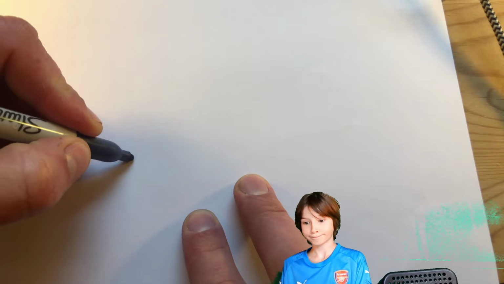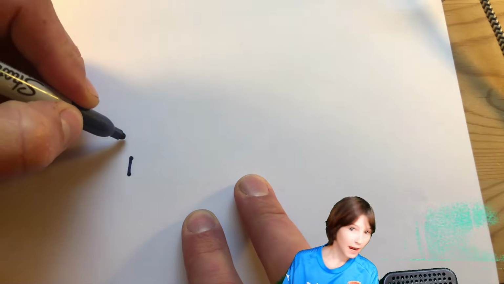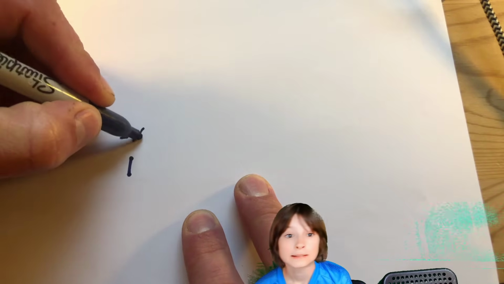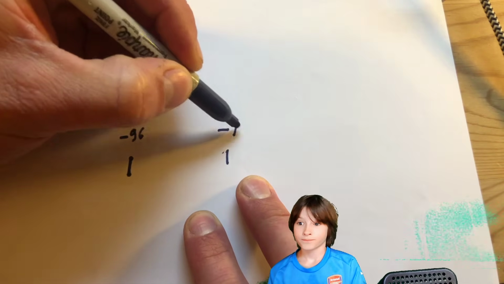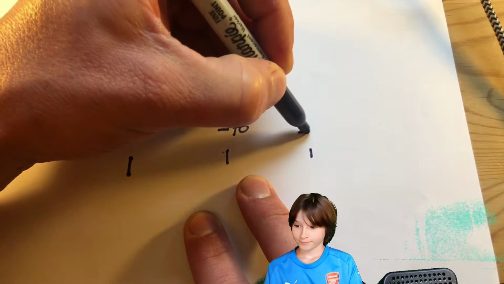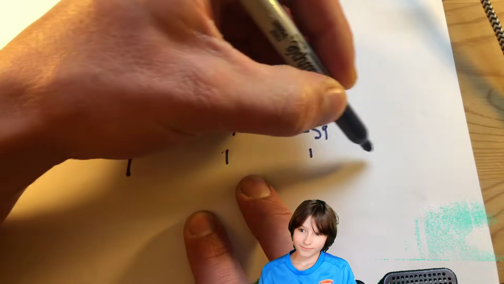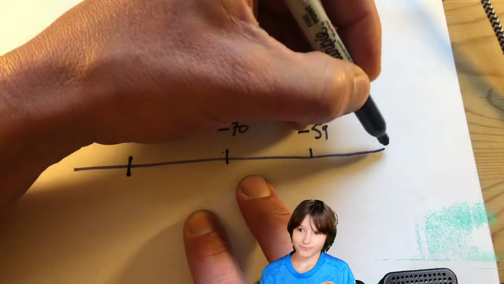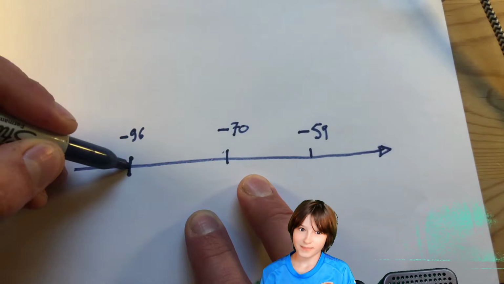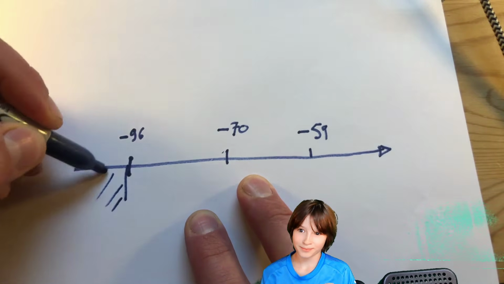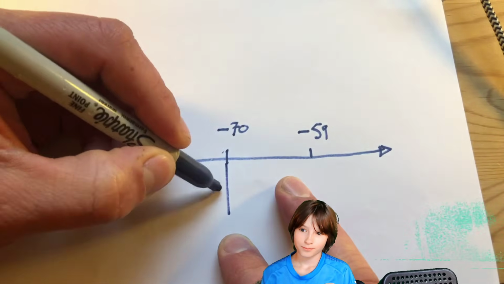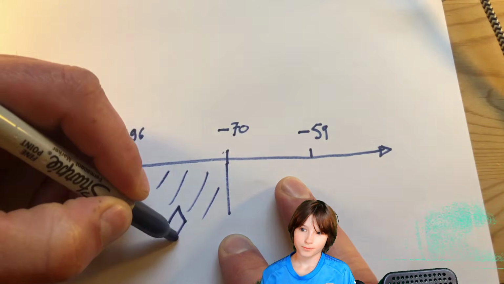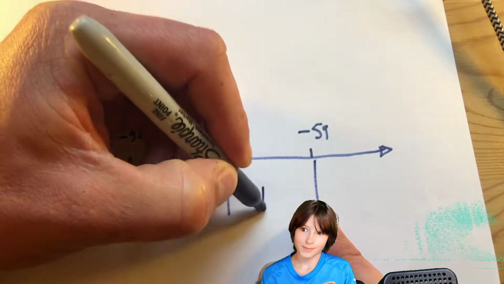So we've got, what are the numbers? Negative 59 is hot. Negative 96, negative 70, and negative 59. And that's our number line. So in this area, you want to show a little diamond. In this area, we're going to show a bigger diamond. And in this area, we're going to show a square.